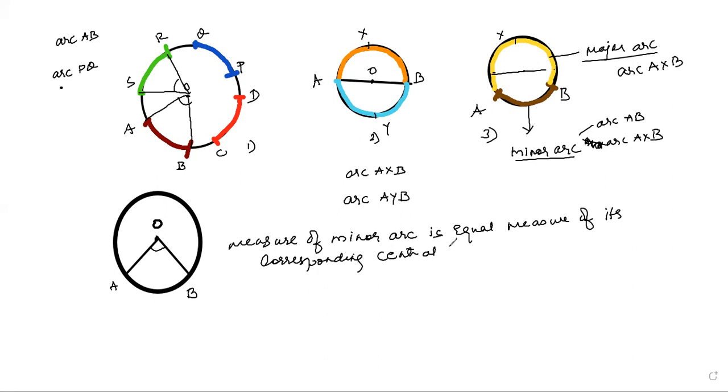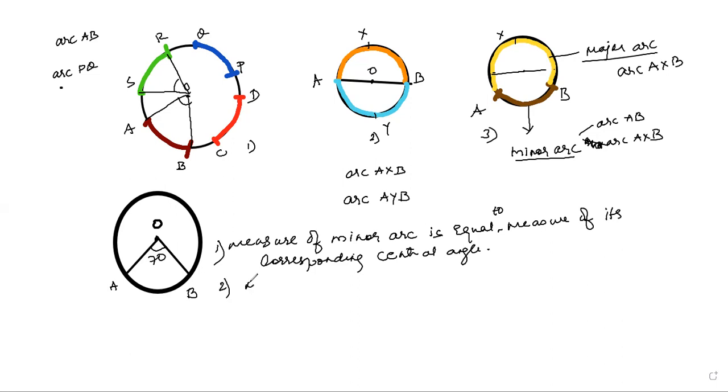For example, if this central angle is 70 degrees, then the measure of arc AB is 70 degrees. This central angle is 80 degrees, the measure of the arc is 80 degrees. Central angle is 40 degrees, the measure of the arc is 40 degrees. Central angle is 120 degrees, the measure of the arc is 120 degrees. So remember, the measure of a minor arc is equal to the measure of its corresponding central angle. Okay, children.